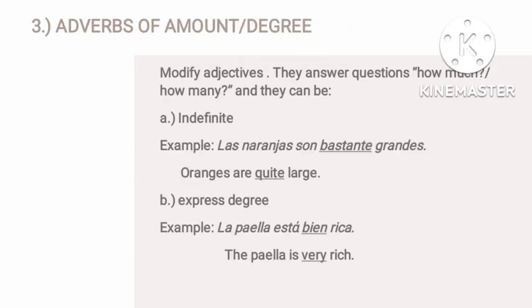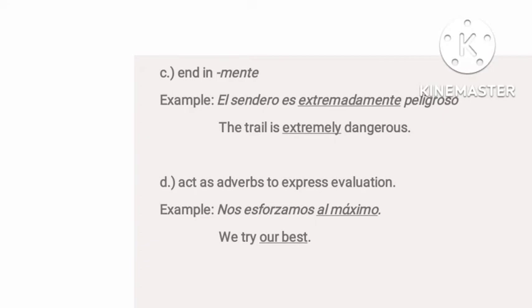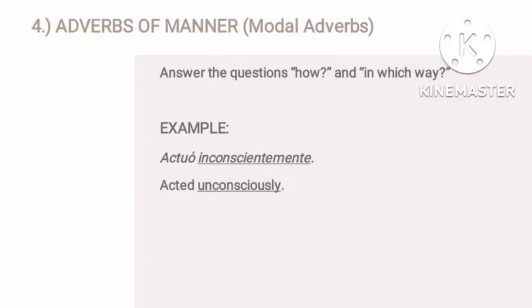The third one is the adverbs of amount or degree. It modifies adjectives. They answer the questions how much or how many, and they can be A. Indefinite, B. Express degree, C. End in mente, and D. Act as adverbs to express evaluation. The fourth one is the adverbs of manner, or modal adverbs. They answer the questions how and in which way.